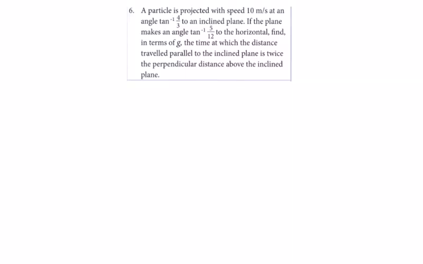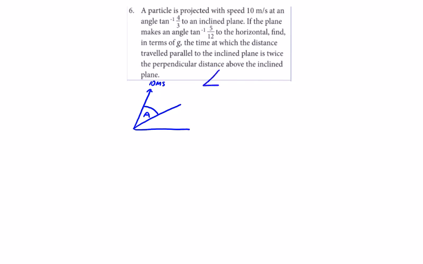In question 6, we have a particle projected with speed 10 meters per second. Here it is, 10 meters per second. We've got our horizontal and we've got our inclined plane. So the angle it makes with the inclined plane has an inverse tan of 4/3. Let's just call this the angle A.